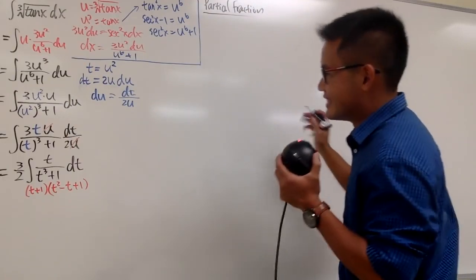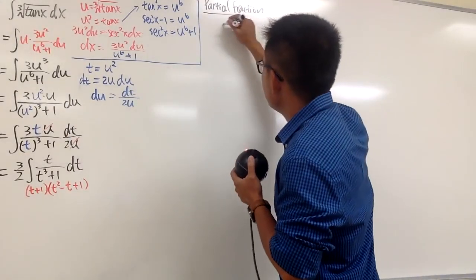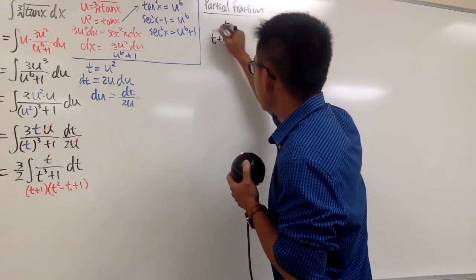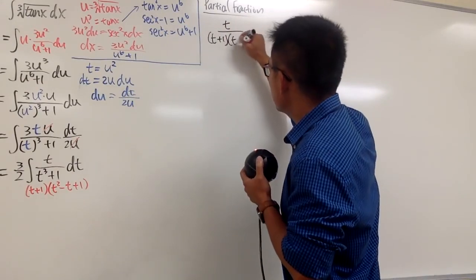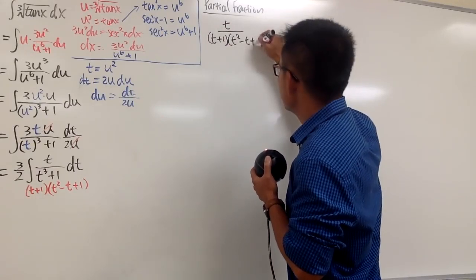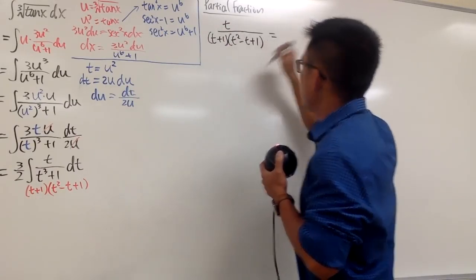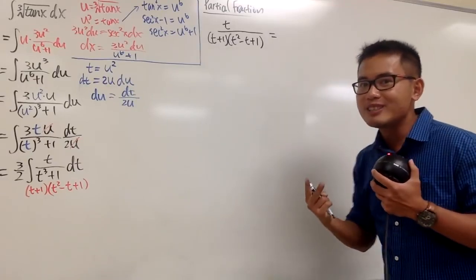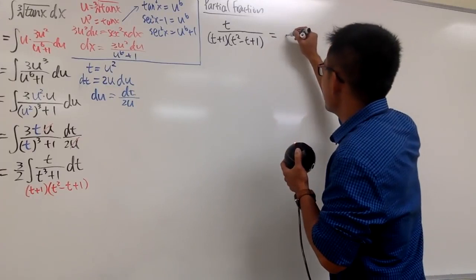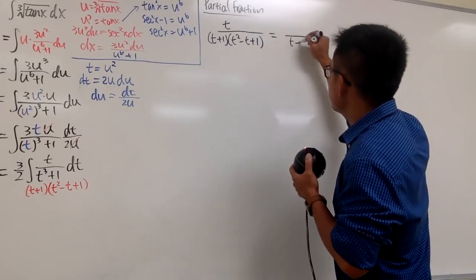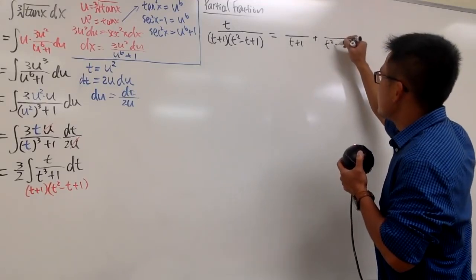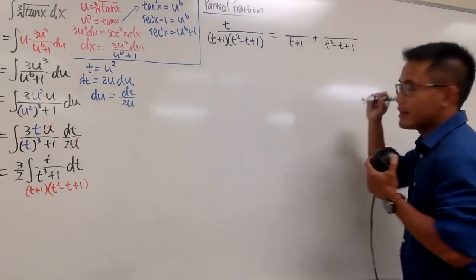And let's see how it goes. Let me just write down t over t plus 1 times t squared minus t plus 1, like this, right? And because the bottom we have 2 factors, so we know we can break this down into 2 little fractions. And the little fractions will be something over t plus 1, and then plus the other one is going to be t squared minus t plus 1.